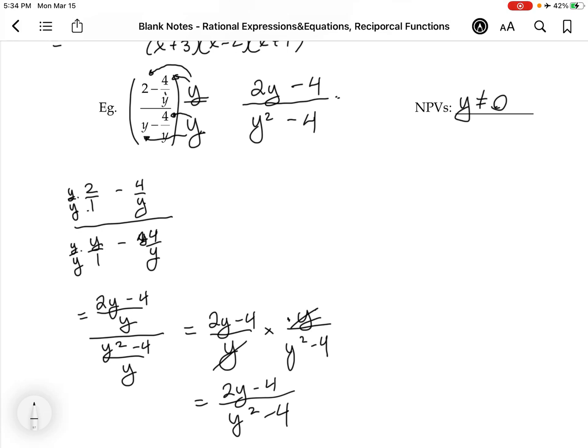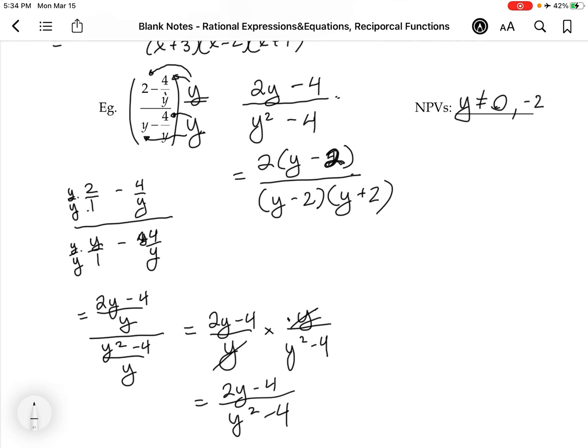All right, now let's talk about what we have to do here, because there's still work to be done. We have to factor this. And the numerator and the denominator can both factor. So in the numerator, whoops, that has a GCF of 2. And in the denominator, I have a difference of squares. Okay, so from the factored denominator, now I have two more non-permissibles. So I've got -2 and 2 as well.